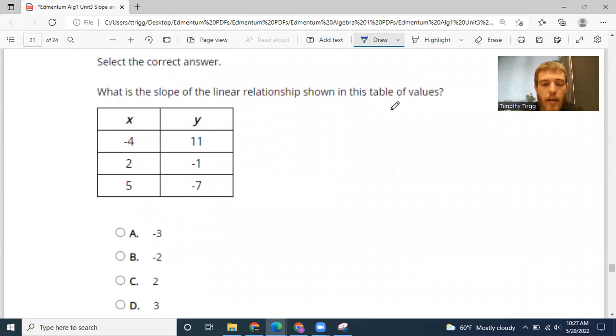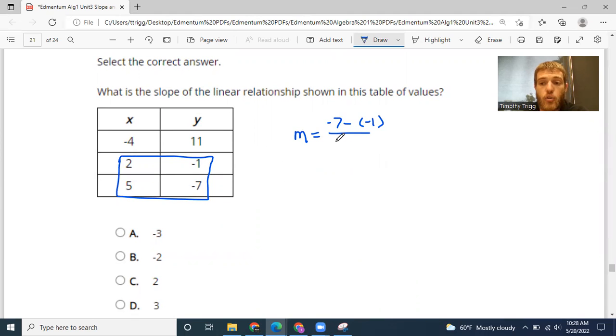What is the slope of this? You can use any 2 coordinate points you like, it doesn't matter which 2 you choose. Maybe I'll just do this bottom 2. To find the slope, you subtract the y coordinates, that goes on top. So I'm going to do -7 minus -1. So I'm subtracting the y coordinates.